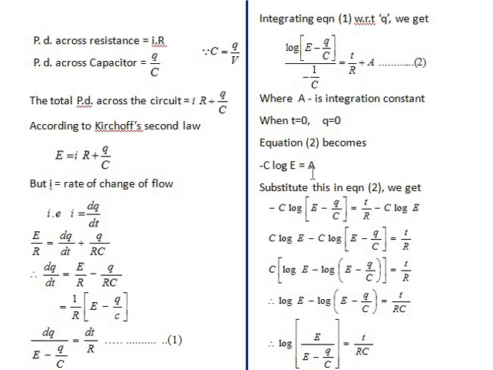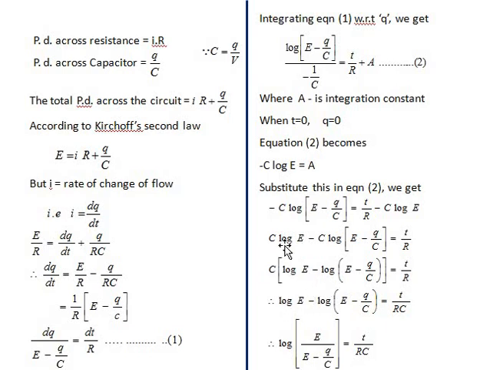We just substituted the value of A in this equation, and this 1 by minus 1 by C comes in the numerator. So therefore it is equal to minus C log. Now redistribute the terms. C log E minus C log of (E minus Q by C) is equal to T by R. Just take this term to the left side.